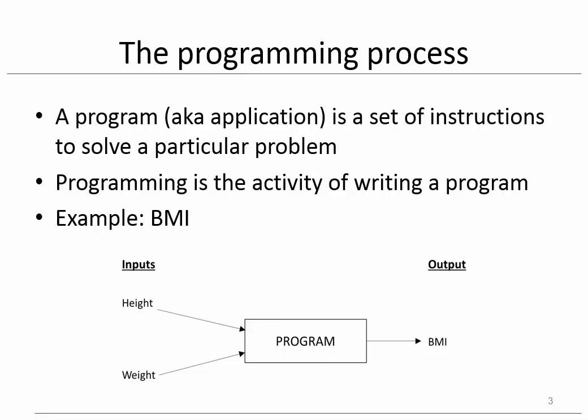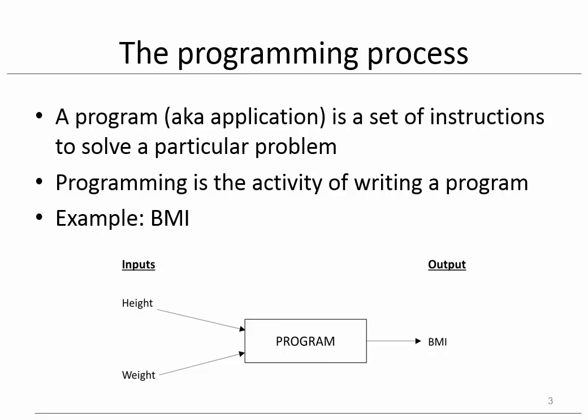As an example, you can think of the calculation of the BMI, or body mass index. To do so, a program requires two inputs, being the height and the weight of a person. Once those inputs have been provided, the program can calculate the BMI as the weight divided by the height squared. It can then report the BMI as part of its output.